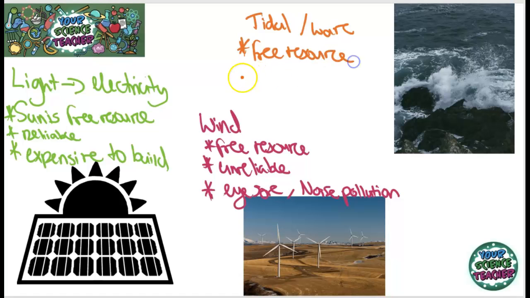Also, it's incredibly reliable. You're always going to get the tides. And most days you're going to get waves of some sort coming in. As with solar panels, though, this is quite an expensive resource. Also, you can only use it around the coast. You can't use it further inland. It's going to have to be by the sea. So some landlocked countries cannot use tidal or wave power, can they?